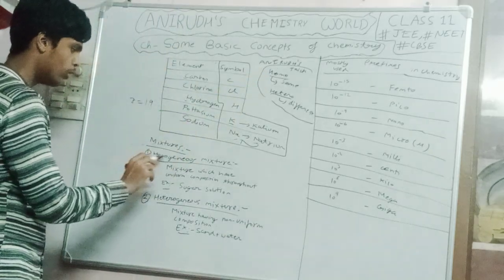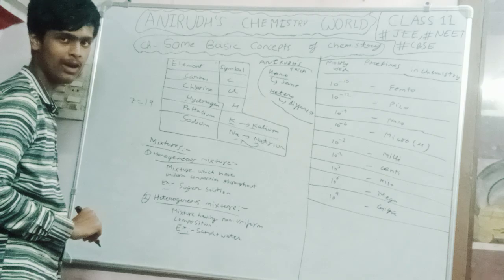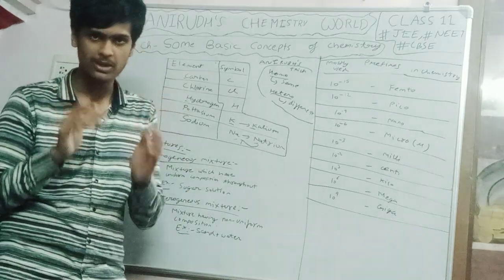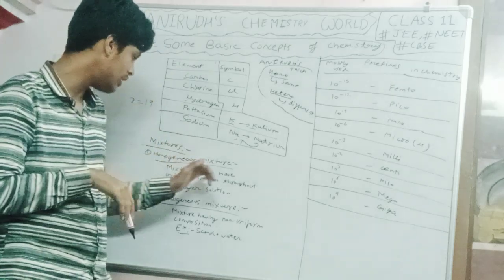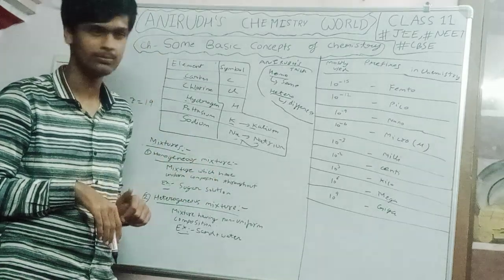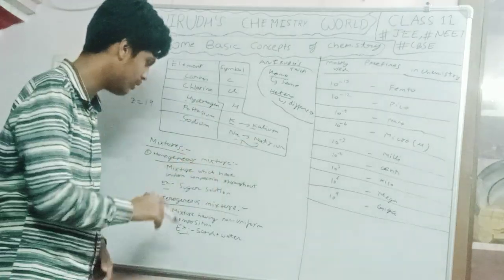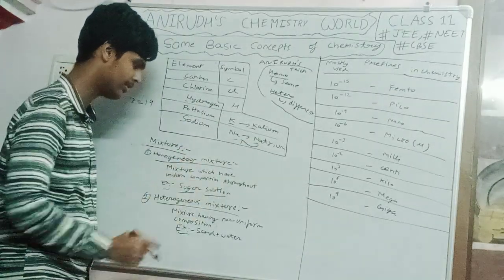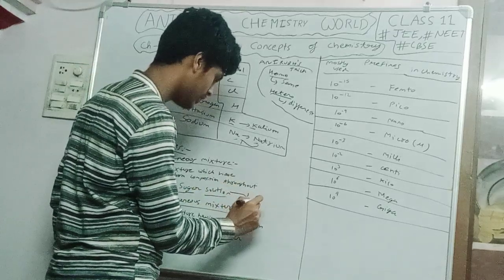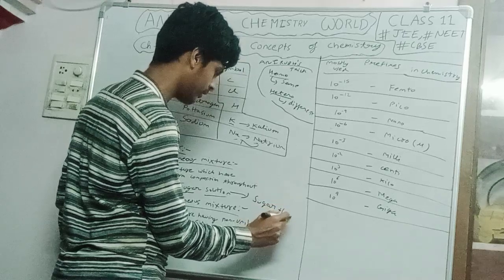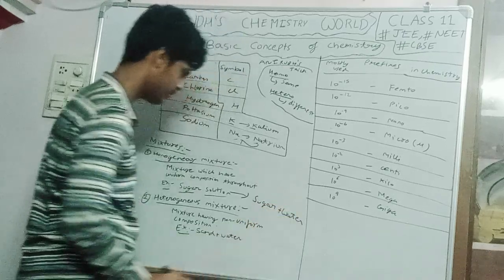This is also homogeneous mixture. Now you might have understood this. A homogeneous mixture is a mixture which has uniform composition throughout. I told you the example previously: sugar solution. What is sugar solution? Sugar when added to water.